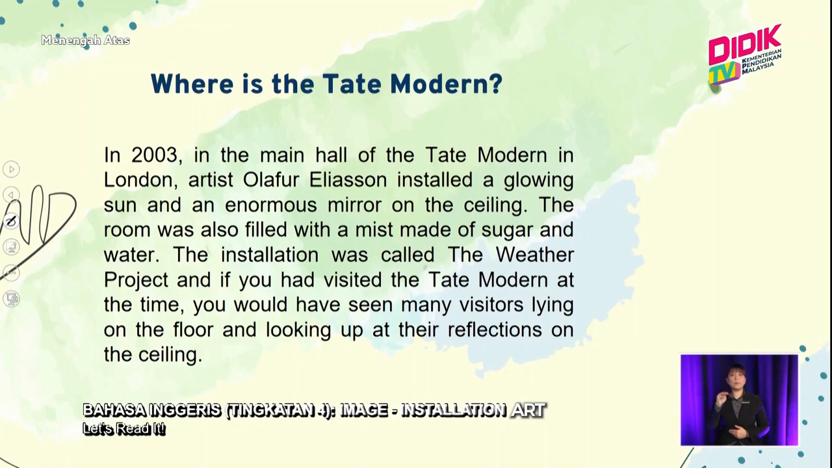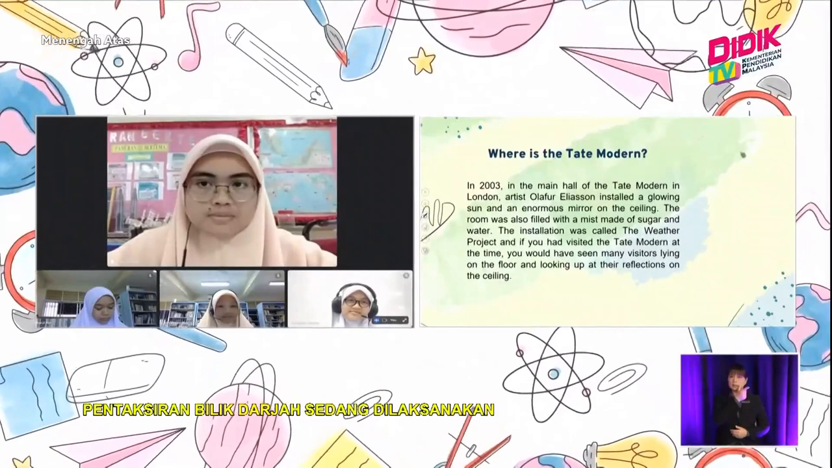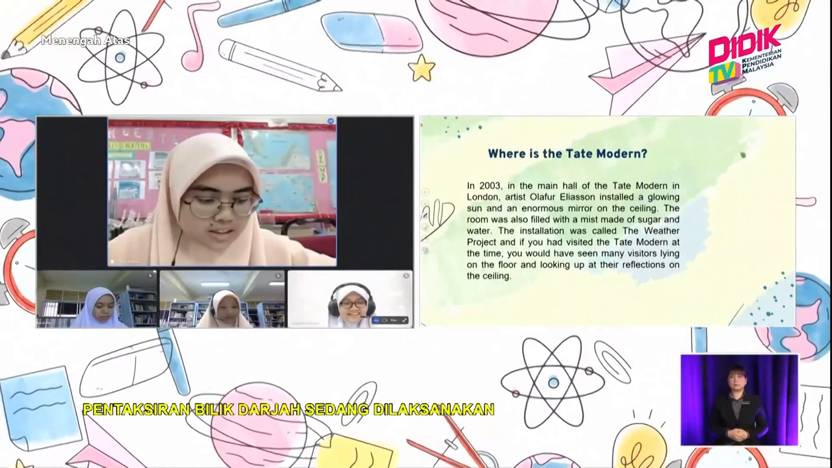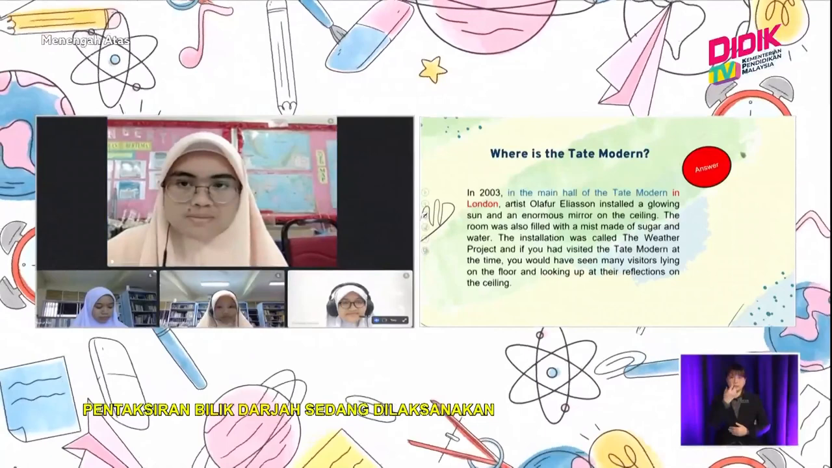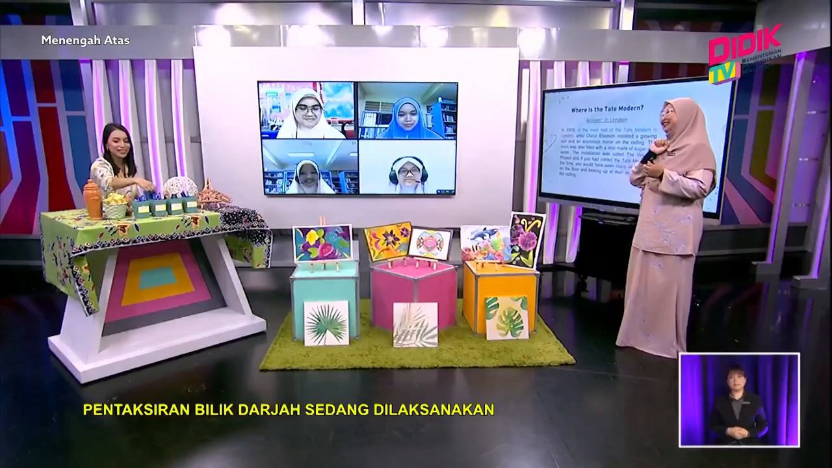Can you share with us the answer? The Tate Modern is in London. Where is the answer in the text? In the text, it is mentioned that in the main hall of the Tate Modern in London. Let us check. Here we can see that it mentions Tate Modern. As you can see, the blue color is the clue to the answer, and the answer should be in red. So, in London. Correct. Good job, Alpha. We give one to Alpha, and also to Ain. Good job, good girls.